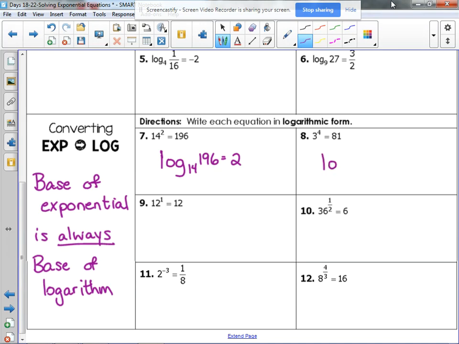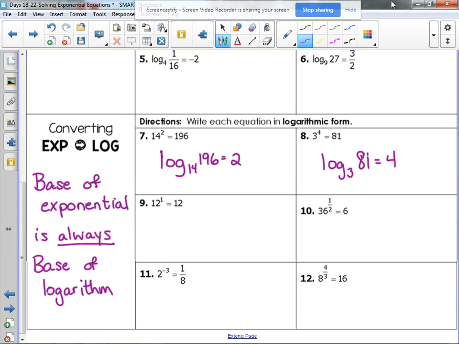Let's do number 8. 3 to the fourth is equal to 81. So the base of the exponential is automatically the base of the log. The other two numbers switch places. Check it with a swoop. 3 to the fourth is equal to 81. We're good.